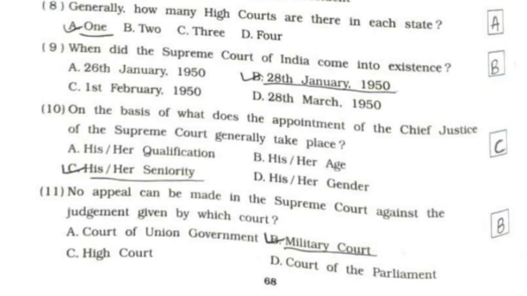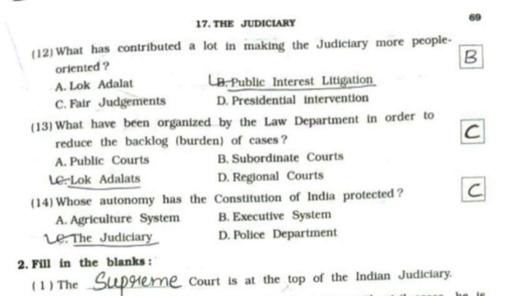10th, on the basis of what does the appointment of the Chief Justice of the Supreme Court generally take place? It's option number C, his or her seniority. 11th, no appeal can be made in the Supreme Court against the judgment given by which court? It's option number B, military court. 12th, what has contributed a lot in making the judiciary more people oriented? It's option number B, public interest litigation.